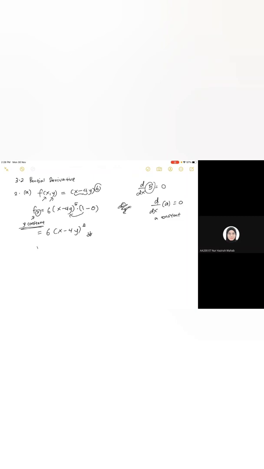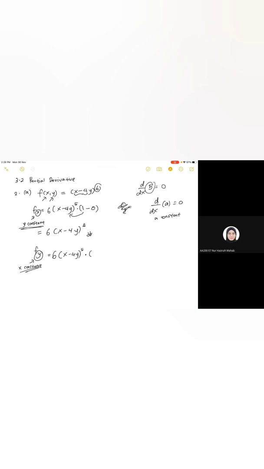So it's different when you want to differentiate with respect to y. When you want to differentiate with respect to y, then your x is now constant. But before you differentiate x, you have to differentiate the power. It has power 6 on top, so differentiate the power, it will come down. (x − 4y) and then 6 minus 1 equals 5.